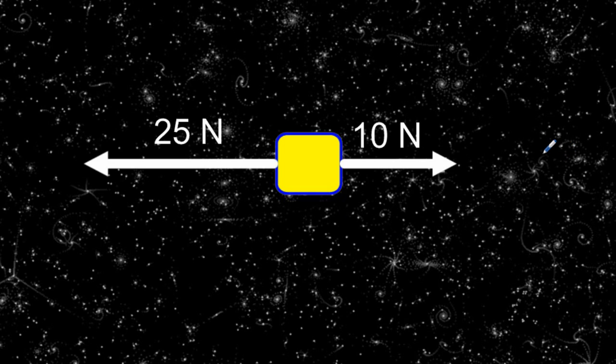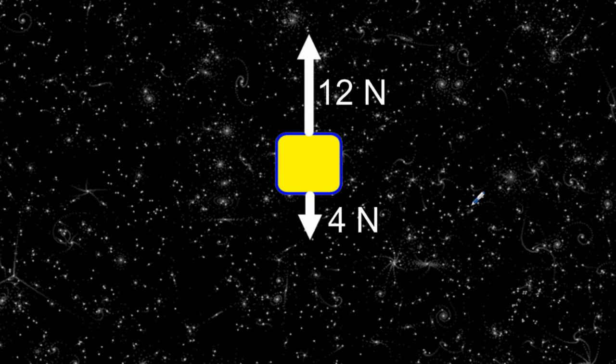All right, let's look at another one. This object has a 25 Newton pull to the left. It also has a 10 Newton pull to the right. Now, because these pulls are in opposite directions, they will subtract. What's the net force on the object? 25 minus 10 leaves 15 Newtons. And what direction will that force be? To the left, because this one is the greater force.